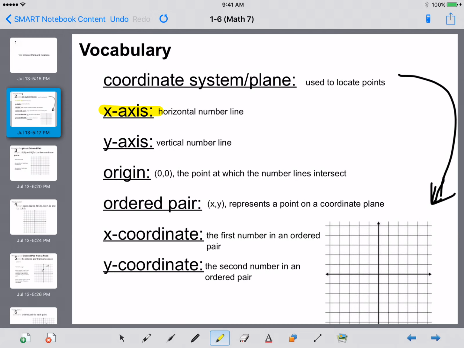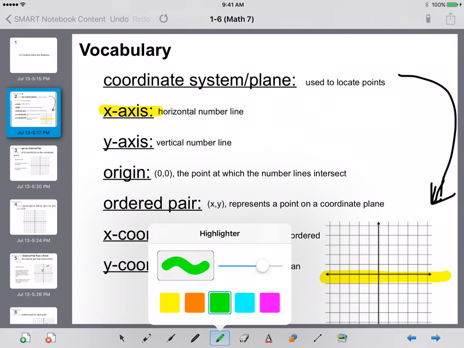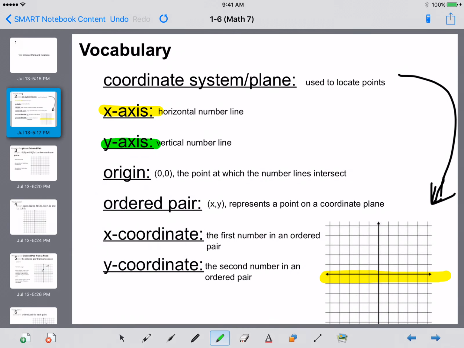Your x-axis is this one, the horizontal number line. Your y-axis then is the one that goes up and down. Your origin is the point 0, 0. So it's where the number lines intersect. The center point is the origin. If I were to ask you what your origin is, it's asking you where you came from, right? So all of our numbers will always start at the origin.